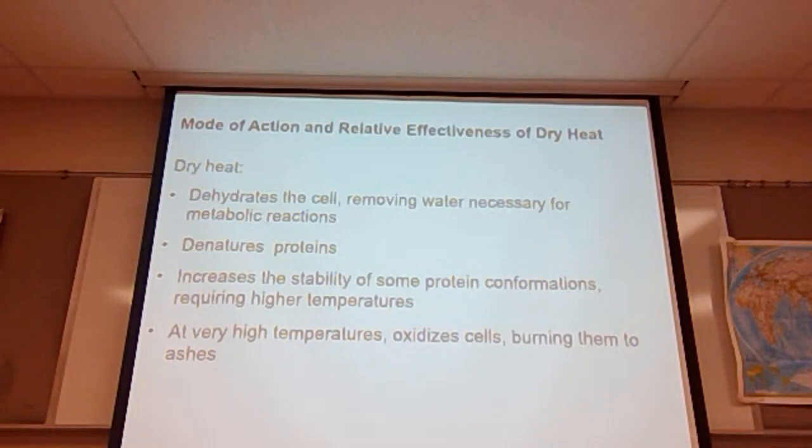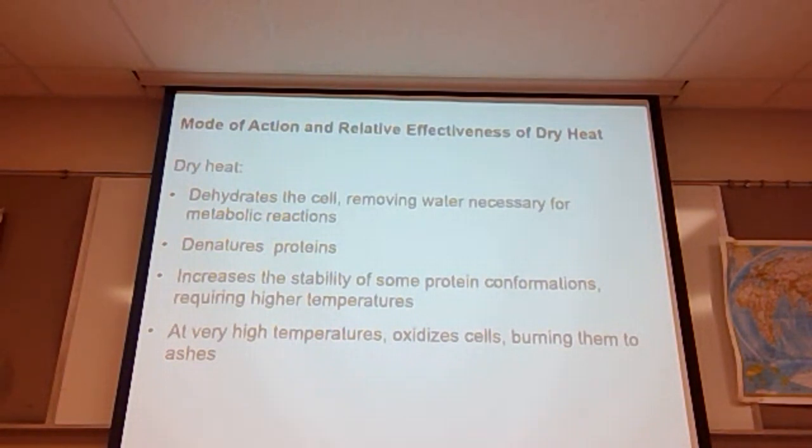If you've ever fried a piece of chicken or barbecued steak, that's using dry heat to denature the protein. It increases the stability of some protein conformations, but that requires very much higher temperature. At very high temperatures, cells oxidize, burning them to ashes. That's what happens on your little loop when you pick up the bacteria.